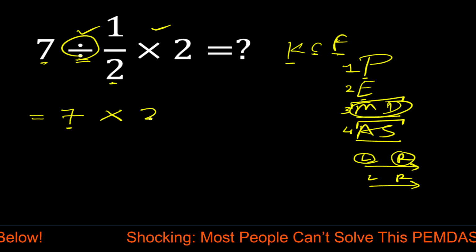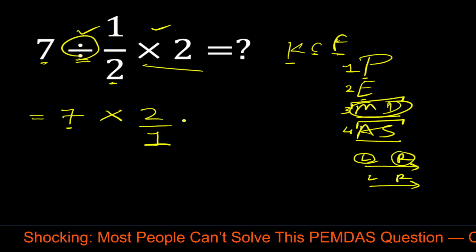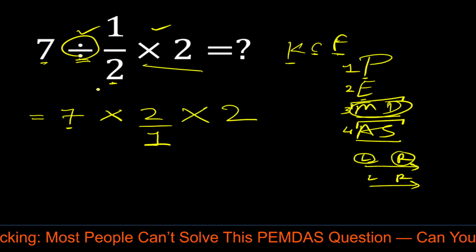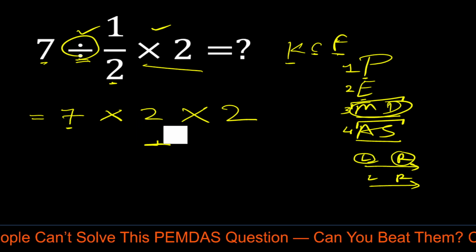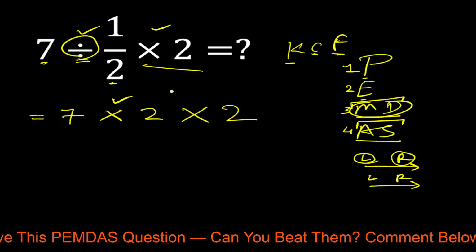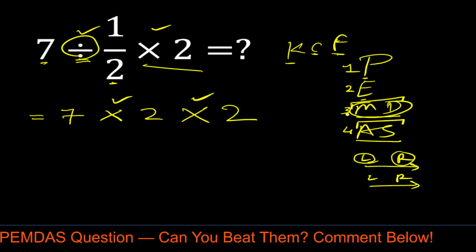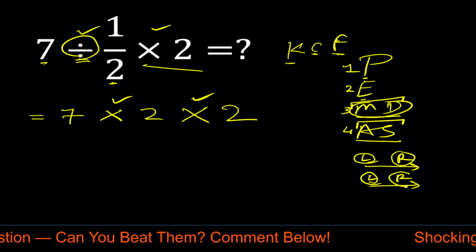1 upon 2 is equal to 2 upon 1, right? Now times 2. So now 2 upon 1 is equal to 2. So we can remove this one, right? Now here we have multiplication and here multiplication. And both have equal priority. So we have to solve it from left to right.